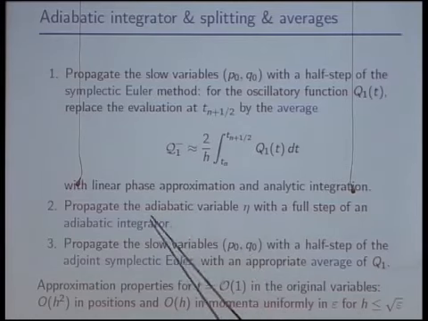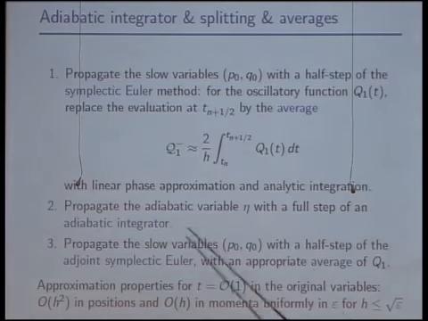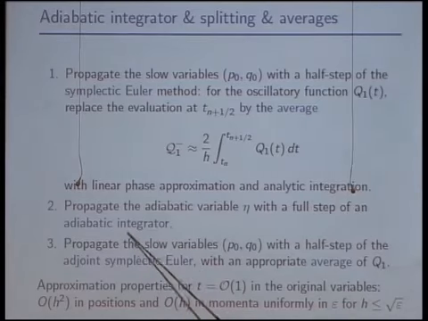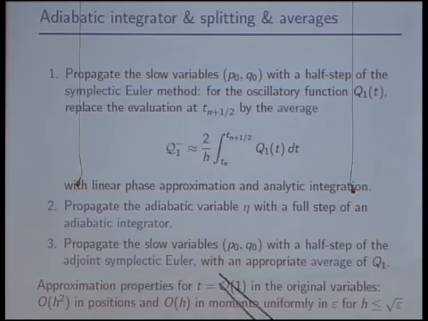Then I propagate the adiabatic variable eta with a full time step of an adiabatic integrator of the type that I described to you previously in the case of the time-dependent Schrödinger equation. And then I do a third step over half a time step, now with the adjoint symplectic Euler method in the slow variables, and again with a suitable average of the Q1. What one gets in this way is a symmetric scheme, which for epsilon going to 0 turns to the Störmer-Verlet method in the slow variables P0 and Q0, and which has nice approximation properties.